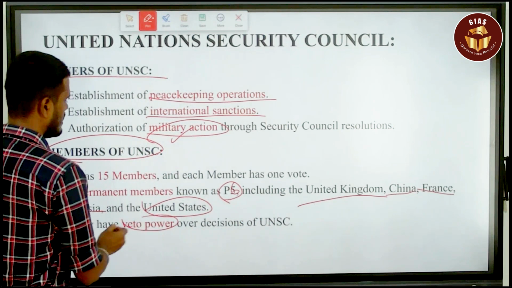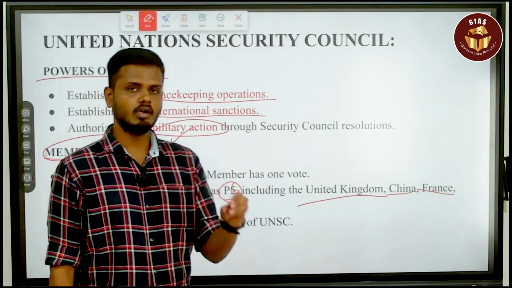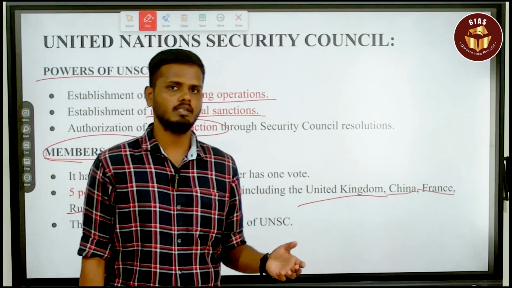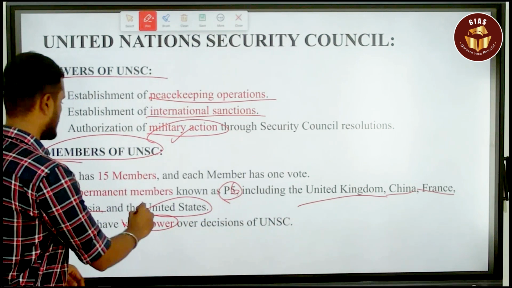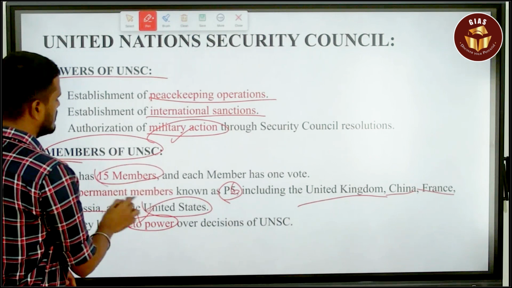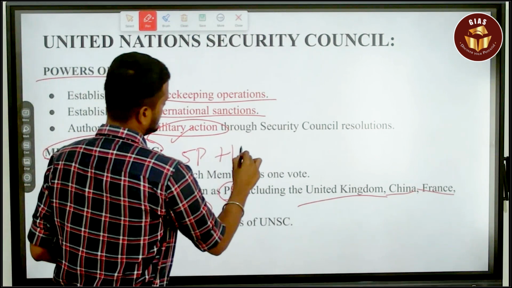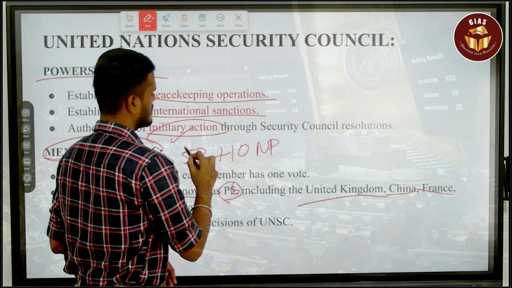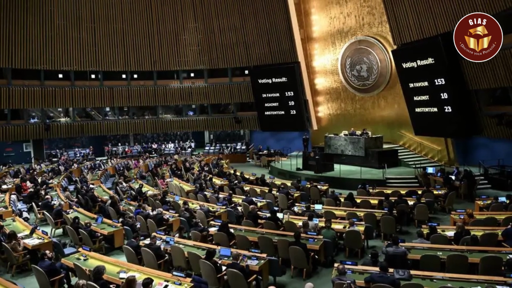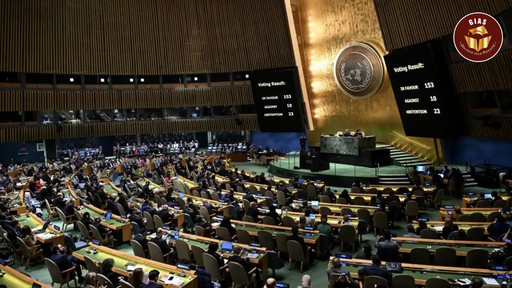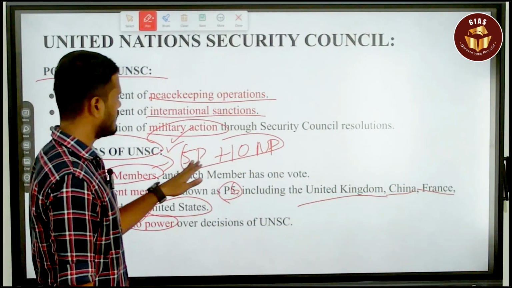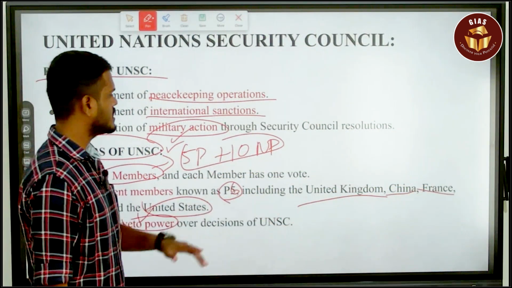The P5 countries have veto power in the decisions of the UNSC, and they can use their veto power. The UNSC has 15 members: 5 permanent members and 10 non-permanent members. First, we have seen the permanent members, these are the countries.